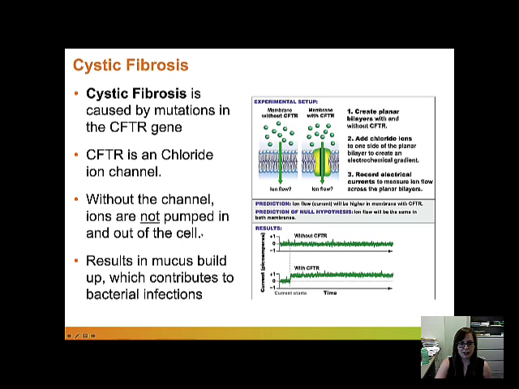So without the channel, ions are not pumped in and out of the cell in this disease. If you have a mutation in CFTR that doesn't give you a functional CFTR protein, you don't get ions pumped in and out of your cell. And this actually results in a mucus buildup. So they have a really hard time breathing. They've got a lot of mucus in their lungs. And that mucus also creates a really nice environment for a lot of bacteria to grow. And so they have a lot of bacterial pneumonia problems from bacteria that accumulate in that mucus. And so ion transporters are very important.